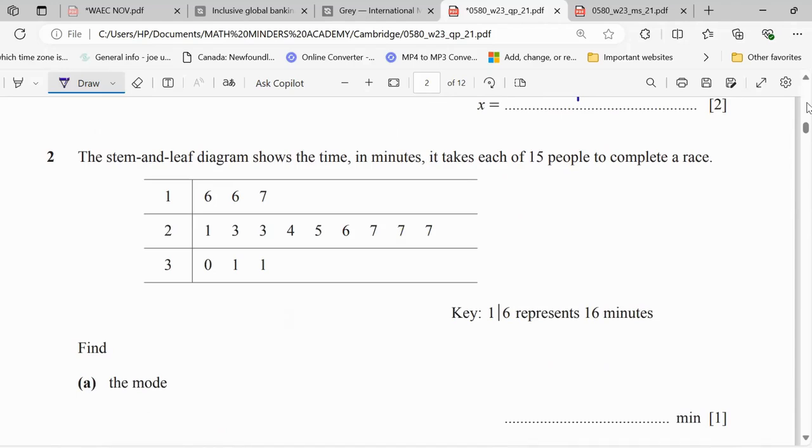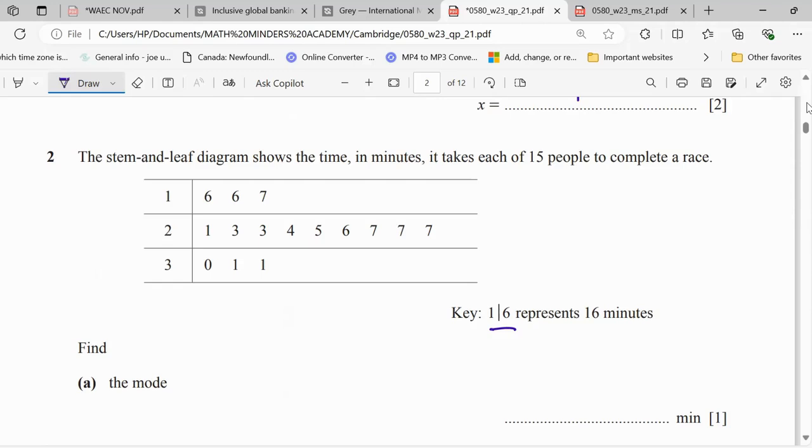The stem and leaf diagram shows the time in minutes it takes each of 15 people to complete a race. We are to find the mode. Now we are given a key here. What this key is telling us is that when we have 1 and 6, it means 16. 1 and 7 is 17. If you look at this stem and this leaf, the stem combined with this leaf, like 2 combined with this one, is 21. This is 23, 23, 24, 25, and all of that. This is 30. If you go to where you have 3, you have 0, 1, 1. This is 30, 31, 31.